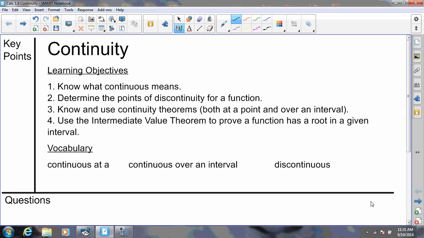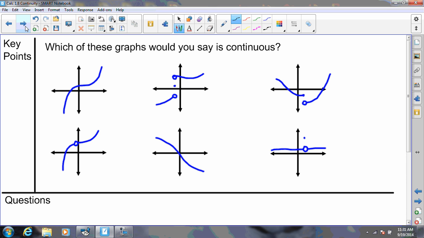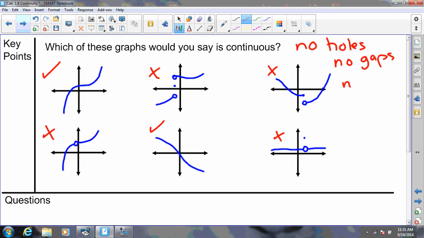So starting off, just based on intuition, take a look at the pictures and say, which graphs would you say are continuous? What about top left? Is this continuous? Yeah. This one? No. Top right? No. Bottom left? No. Bottom center? Yes. Bottom right? No. Basically, when we're looking for continuous, we're saying no holes in the graph, no gaps, or no jumps. If you have no holes, no gaps, and no jumps, you have continuous.